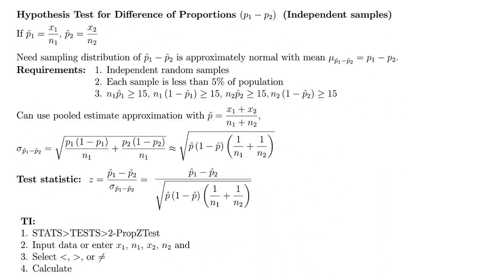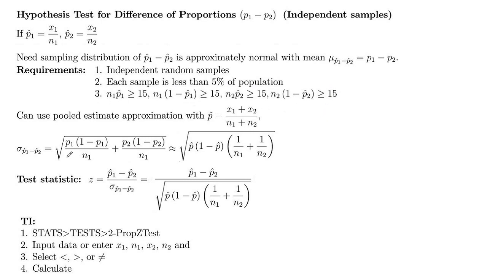If you want to do a hypothesis test for difference in proportions, P1 minus P2, independent samples, P1 hat, P2 hat to find the same. We need that sampling distribution approximately normal. So independent random samples, each sample needs to be less than 5% of the population. And then this is the same large sample restriction that we had for confidence intervals.